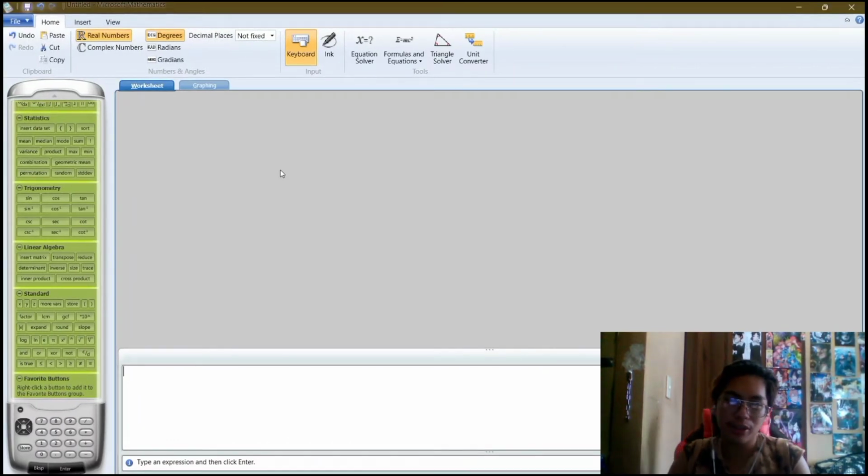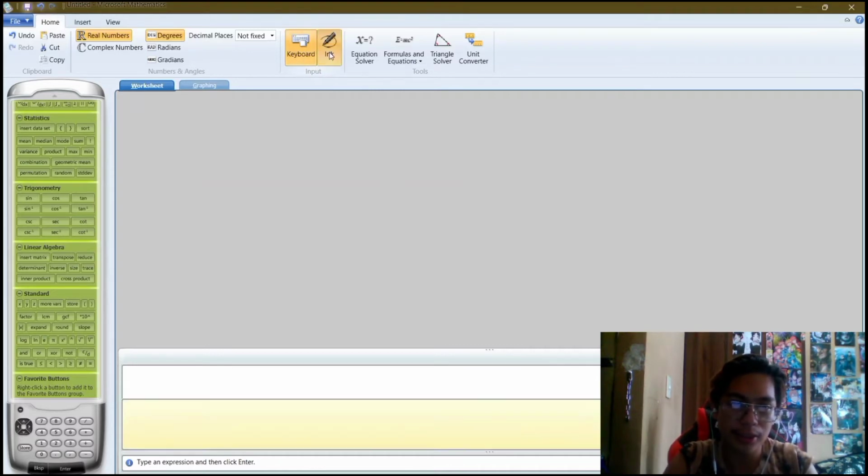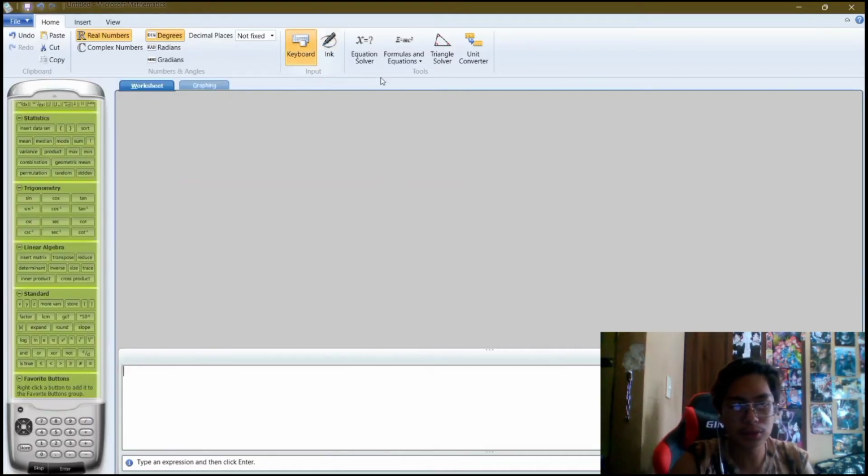Today we'll be showing you how to use Microsoft Mathematics. So first off, you need to learn that there are two ways we can input problems in Microsoft Mathematics. If you look at the top, you can see here Input, and then there's Keyboard and Ink. What these two do is determine how we are going to put our problems in Microsoft Mathematics.